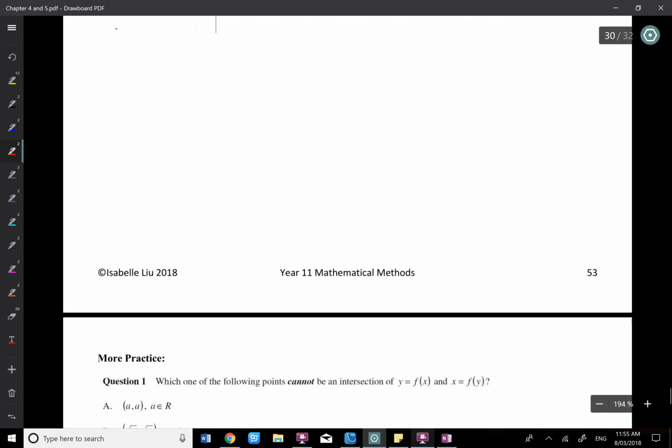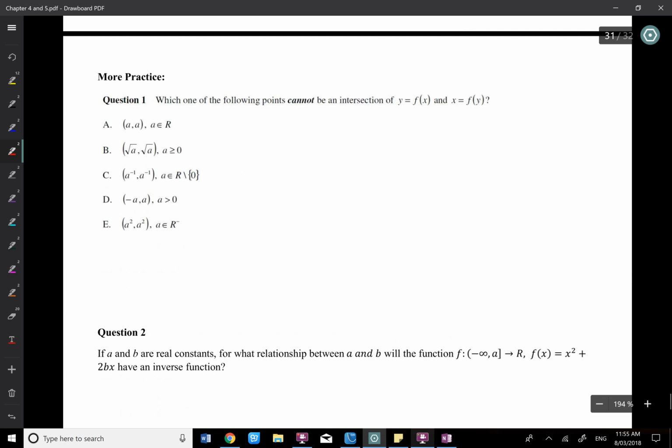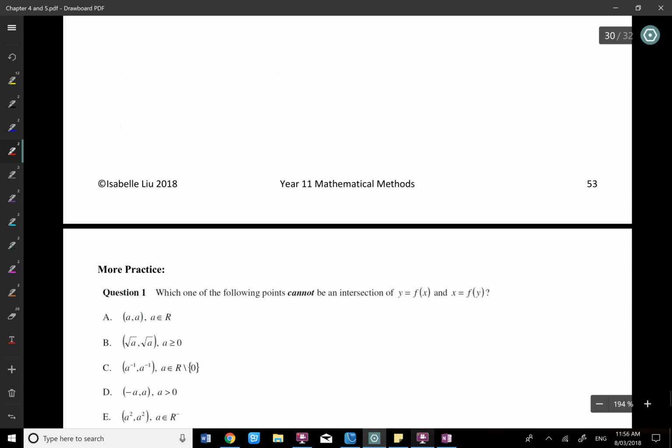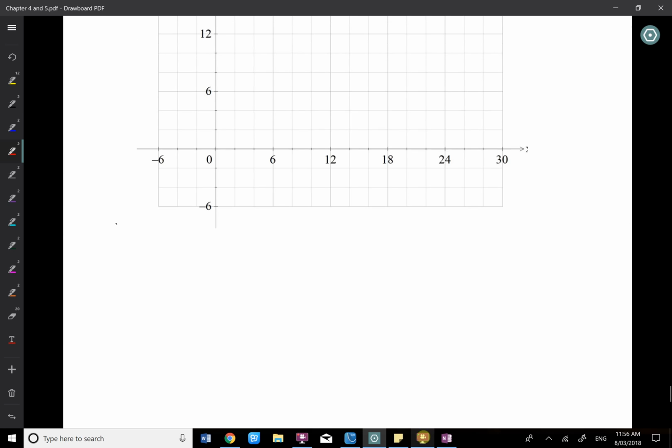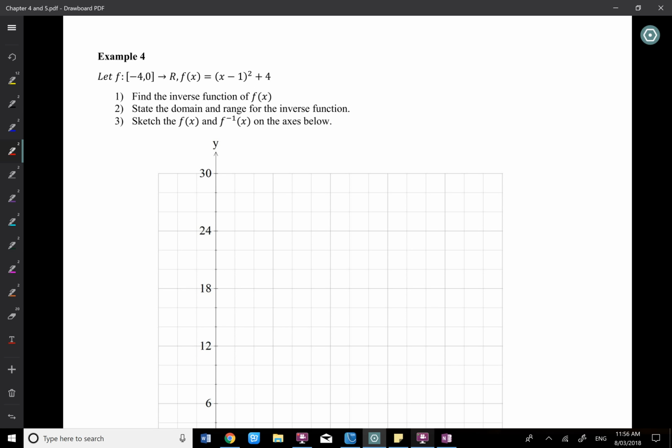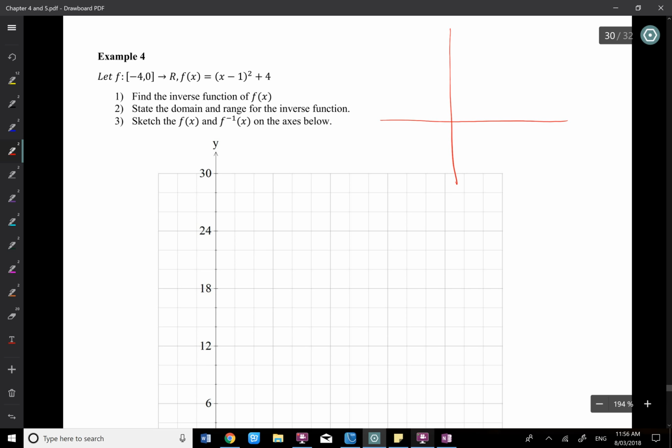Okay, let's have a look at the next question here. Quickly see the next one. f: [-4, 0], f(x) = (x minus 1) squared plus 4. Find the inverse. Let's sketch this graph first, on the grid below. If you think about it, where's the turning point? (1, 4).